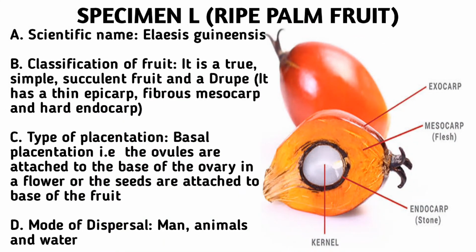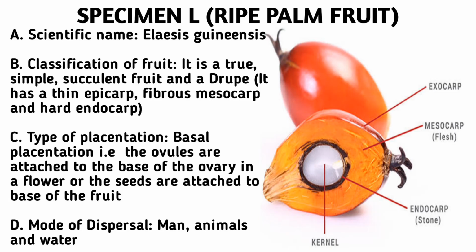Next is specimen L, which is the ripe palm fruit. The scientific name is Elaeis guineensis. For the classification of this fruit, it is a true fruit. Remember, true fruit develop from the ovary only. Also, it is a simple fruit. Simple fruits are fruits that develop from a flower with just one ovary. It's also a succulent fruit. Succulent because one or more of its fruit wall is edible.